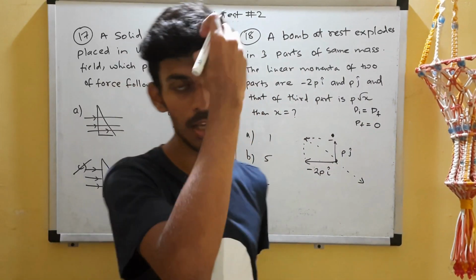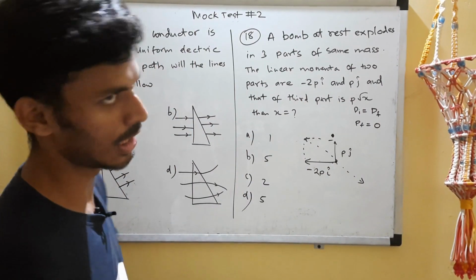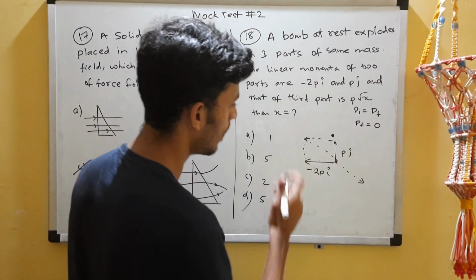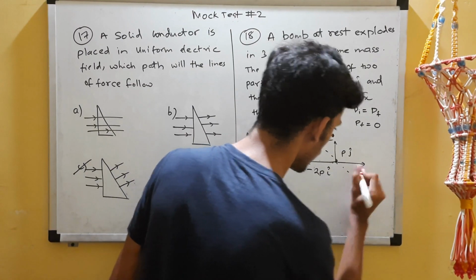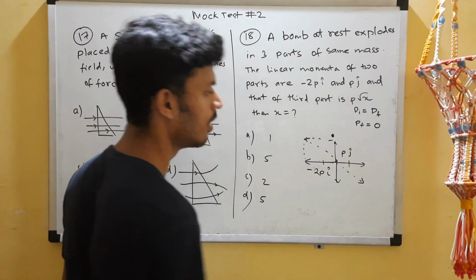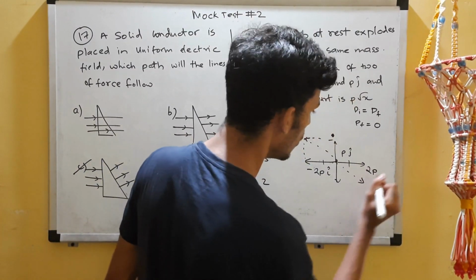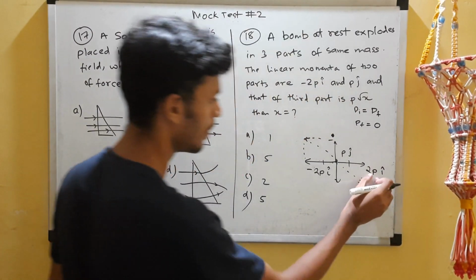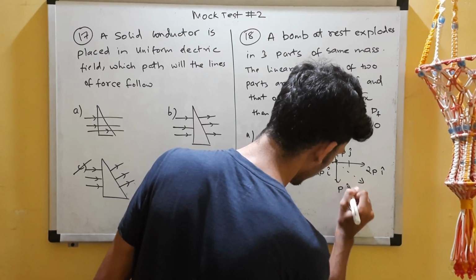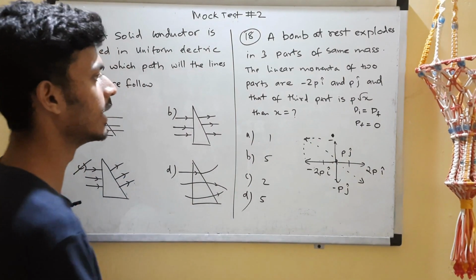Finally, final momentum equals initial momentum, or we can cancel the horizontal and the vertical components separately. The horizontal component of this momentum, which is along this, will cancel the horizontal component, and the vertical component will cancel the vertical component. It's as simple as that. So the horizontal component will be 2p i cap, same magnitude, opposite direction, and the vertical magnitude will be p only, but the direction will be minus j cap.